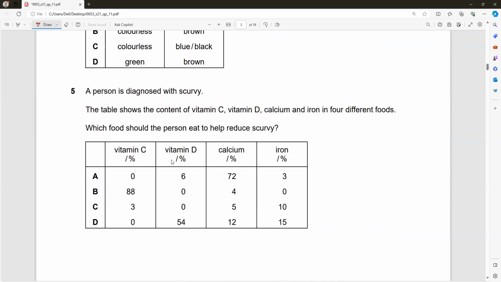Next. A person is diagnosed with scurvy. The table shows the content of vitamin C, vitamin D, calcium and iron for 4 different foods. Which food should the person eat to help reduce scurvy? So that is what they are asking. So anybody? Scurvy is a disease actually. Yes, please. Yes, scurvy means you can see that the teeth start swelling. You all notice that the skin above the teeth will start swelling and it is very painful. So it is mainly because of something. Anybody?